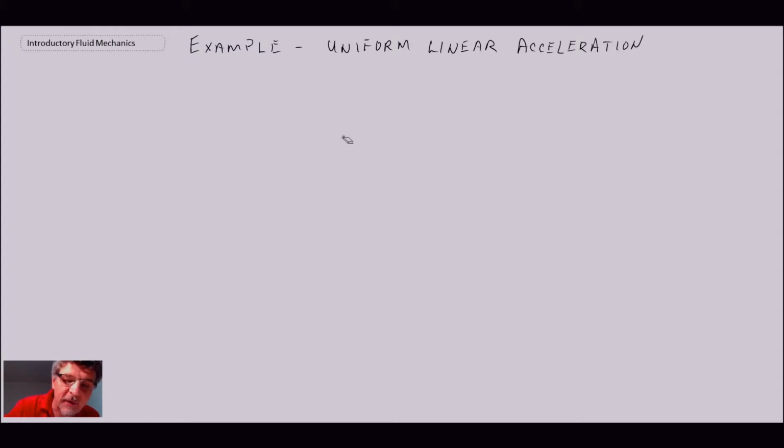So what we're going to do now is solve a problem for a fluid container undergoing uniform linear acceleration. If you recall from the last segment, we came up with an equation that enabled us to determine the angle of the free surface for the condition of uniform linear acceleration. So we're going to apply that now.